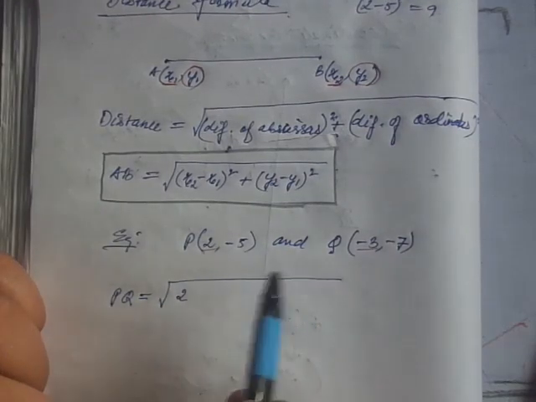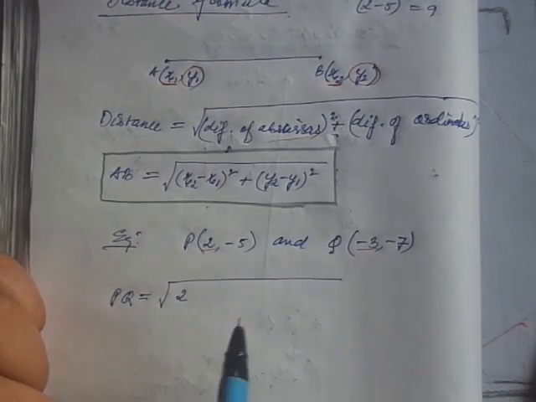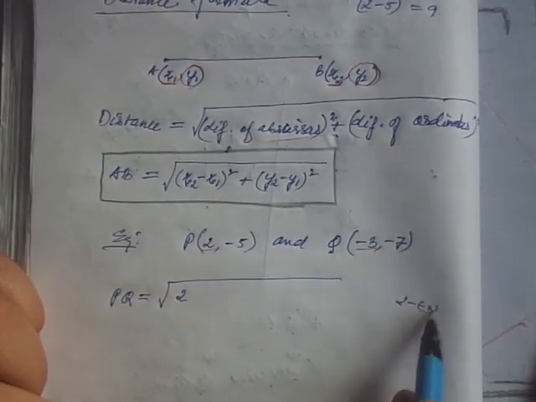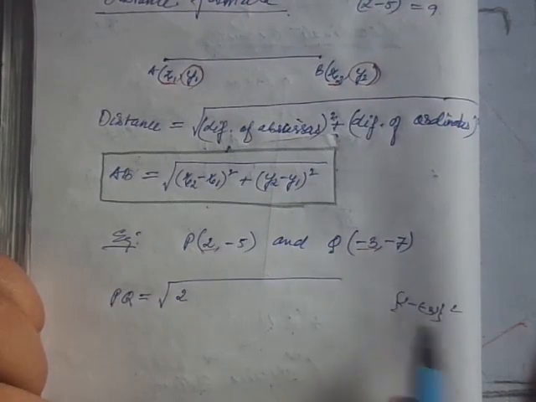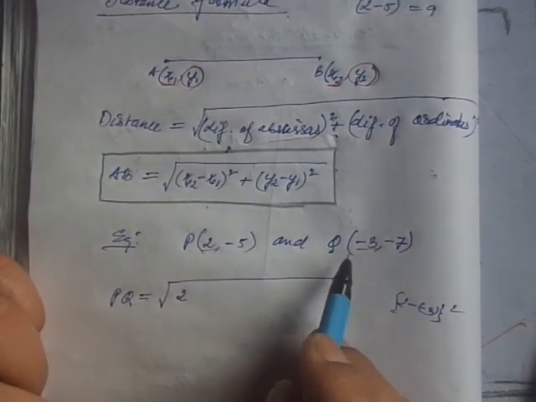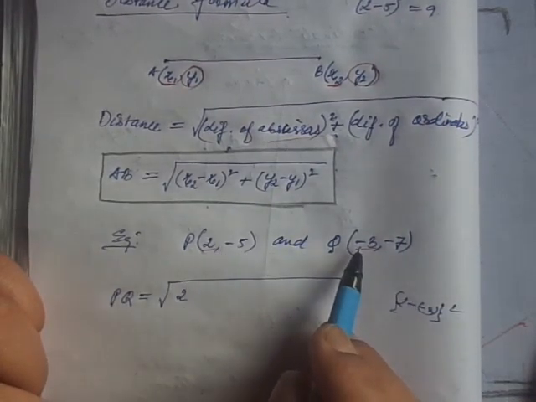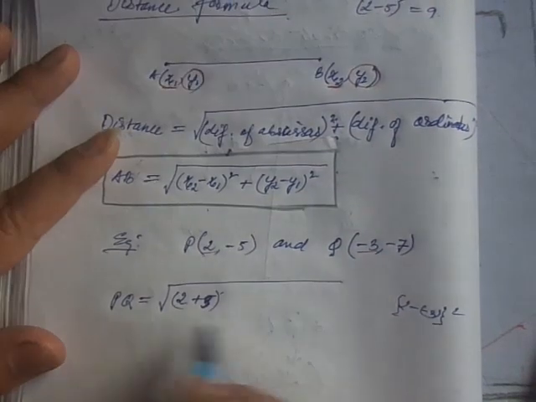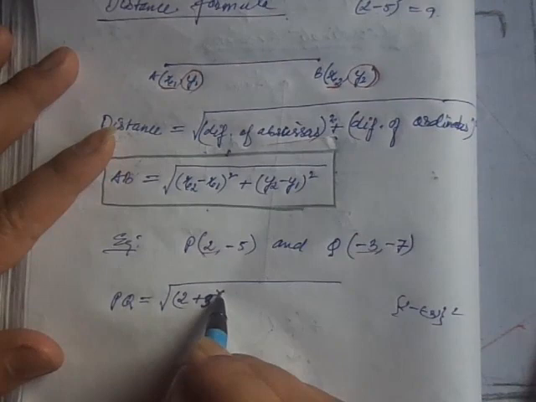Then again here we have to write minus 3. Actually this is 2 minus 3, we have to subtract like this. So this 2 minus 3, that minus we can write directly as plus. Minus multiplied with minus is plus. So we can write 2 plus 3, so 2 plus 3 whole square.